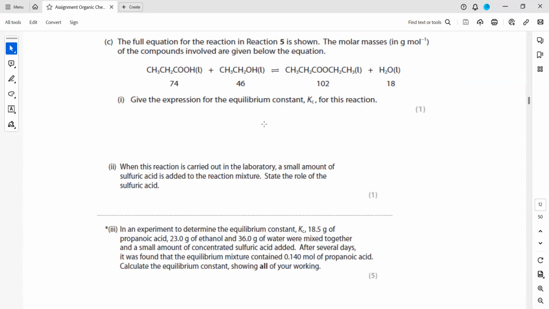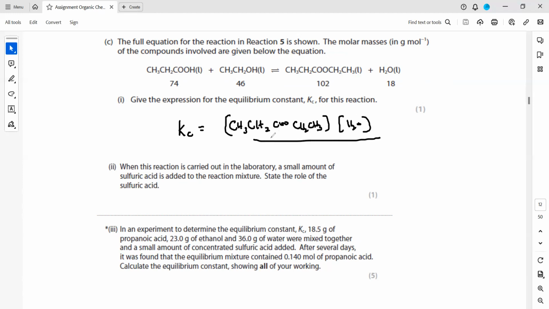The full equation for reaction 5 is shown here. Give an expression for Kc. So how do we write the Kc? Kc is product divided by reactant. This is a homogeneous equilibrium, meaning all of them have the same state, so we include all of them. But what if only one was a gas and all the others were liquid? Then we'll only include the gas.